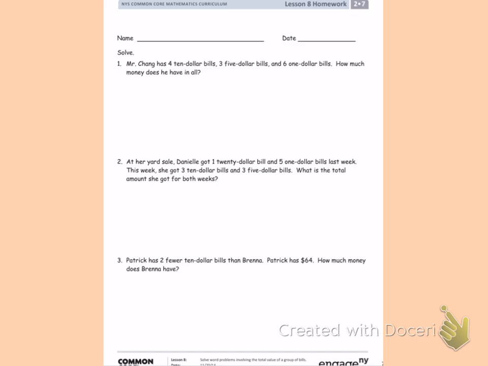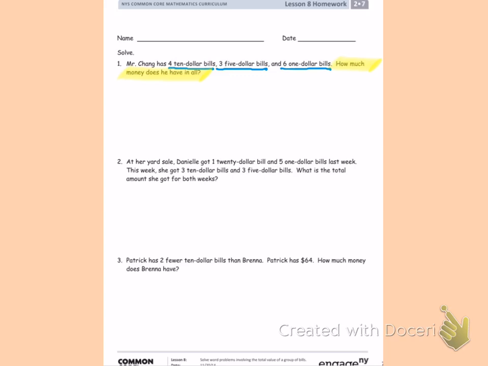Let's underline the important details in item 1. 4 $10 bills, 3 $5 bills, 6 $1 bills. I'll highlight the question, how much money does he have in all, to remind me to answer the question.